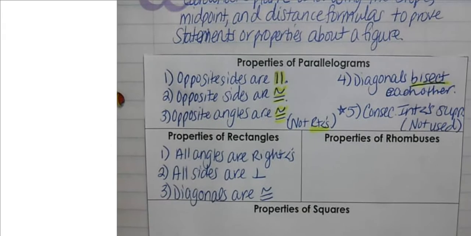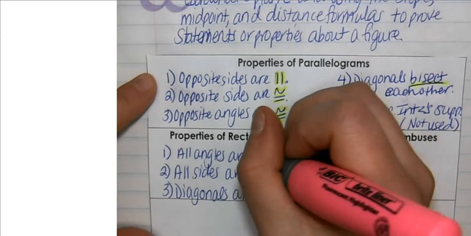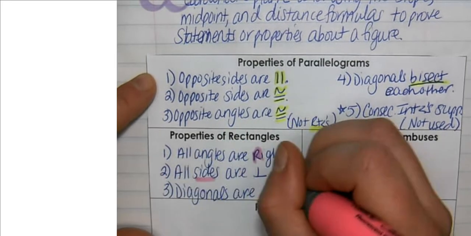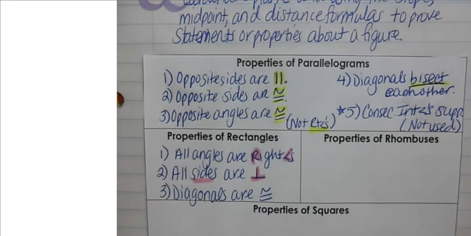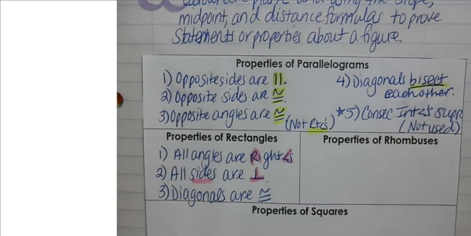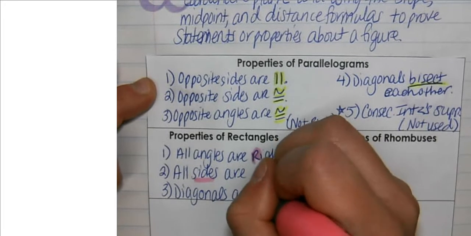So I'm going to write that down. All angles are right angles. And all sides, therefore, are perpendicular to each other. So going all the way around, that's exactly what you will see, perpendicular sides that form right angles. And finally, the diagonals are congruent to each other.